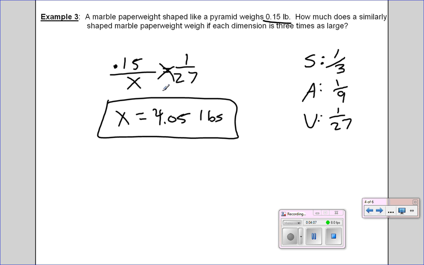So the trick here is to set up your first fraction, your first ratio, and then find which one you need. Do you need similarity, area, or volume? In this case, we need a volume, so we cubed it.